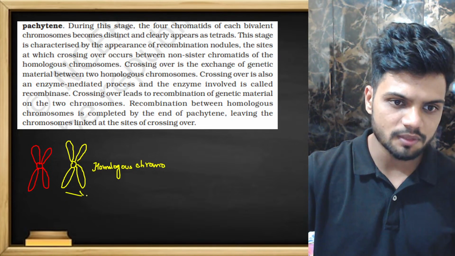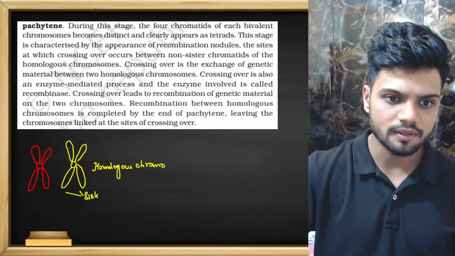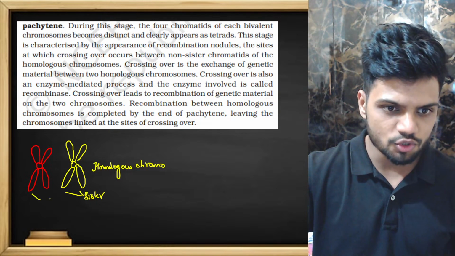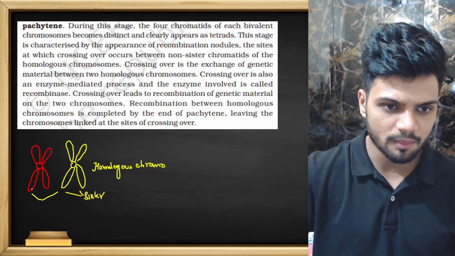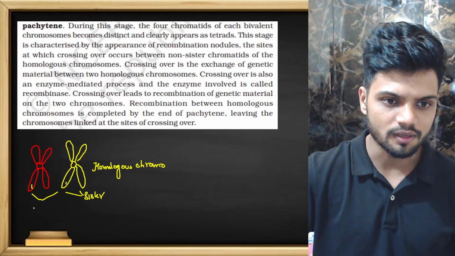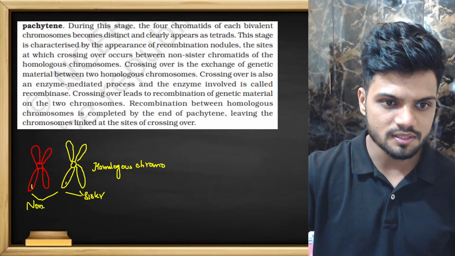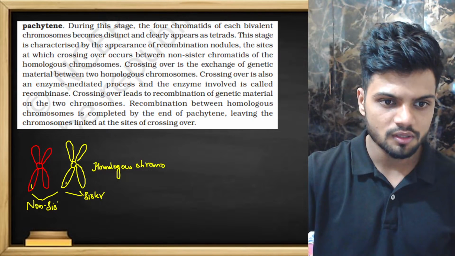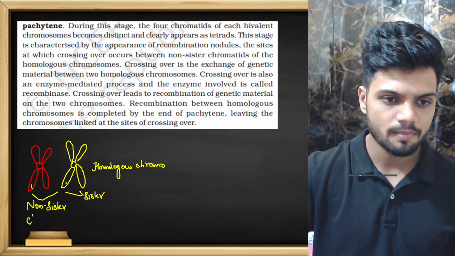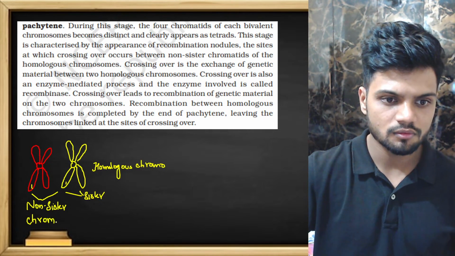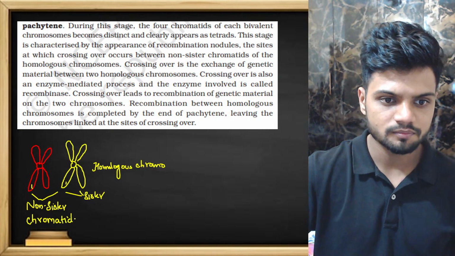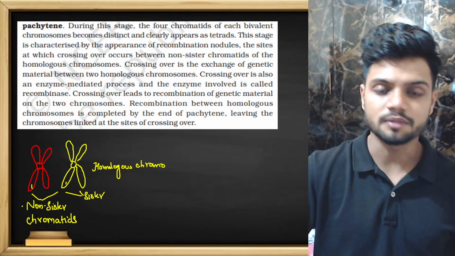What are these two, students? Tell me. They are called sister chromatids. Now, what about these two? One from here and one from here. They are called non-sister chromatids. Non-sister chromatids, one from here and one from here.